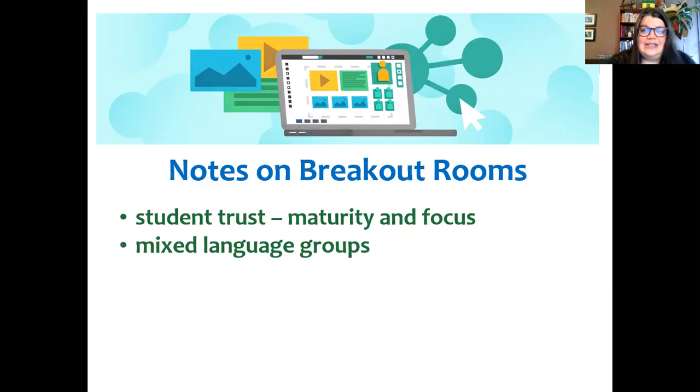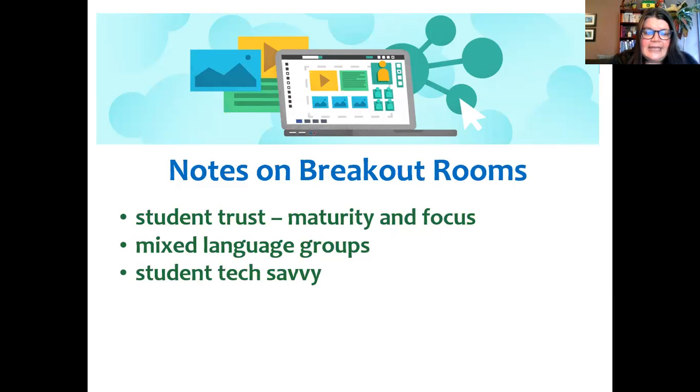You can get them to stay in English by making sure, when you can, if you have an international class, assigning mixed language groups in the breakout groups. So if you've got a Japanese, a Korean, a Mexican, and a Brazilian all in one group, then they're going to have to speak English, that sort of thing. But yeah, student trust, maturity, and focus is big. Sometimes if you're teaching low-level students, younger students, you're going to have to be choosy about how often to use breakout rooms.